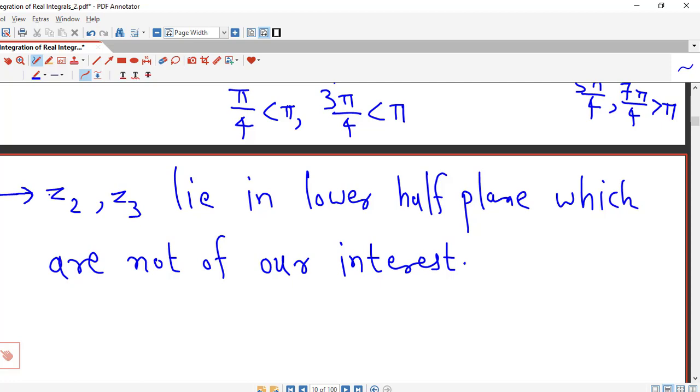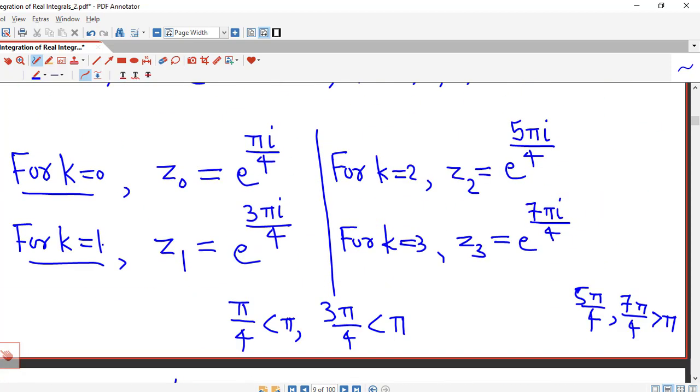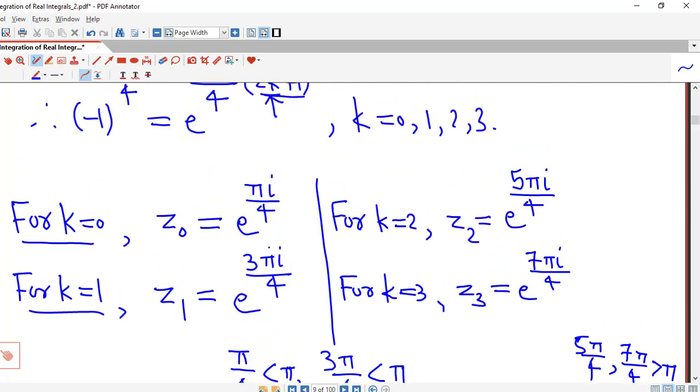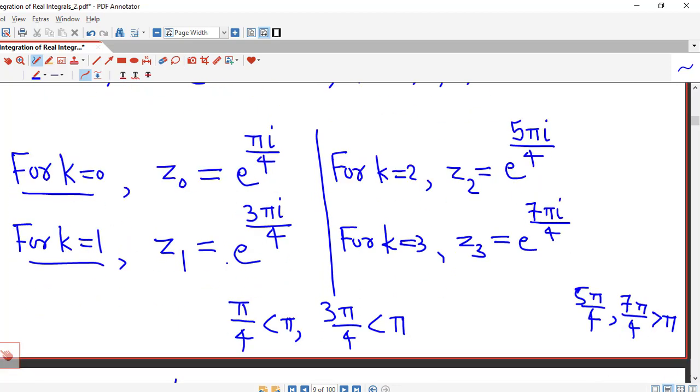So we will concentrate on z0 and z1, that is e raised to pi i by 4 and e raised to 3 pi i by 4. So we will calculate the residue of f of z at these 2 points only.